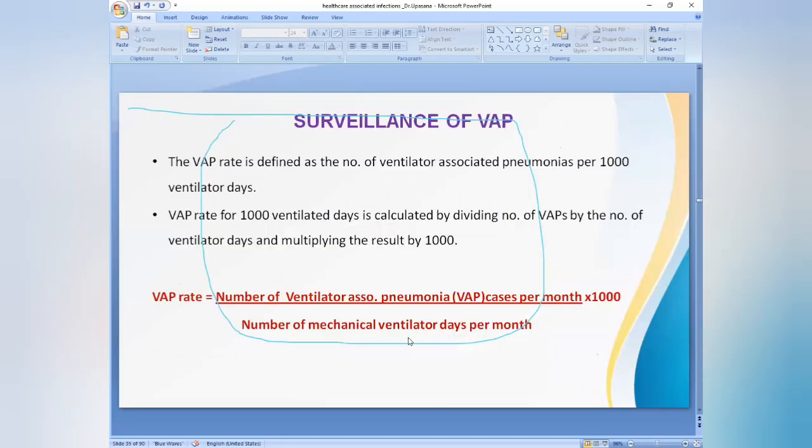How do you look at the surveillance of VAP? The VAP rate is generally defined as the number of ventilator associated pneumonia cases per month, and the denominator includes the number of mechanical ventilator days per month, multiplied by 1000.